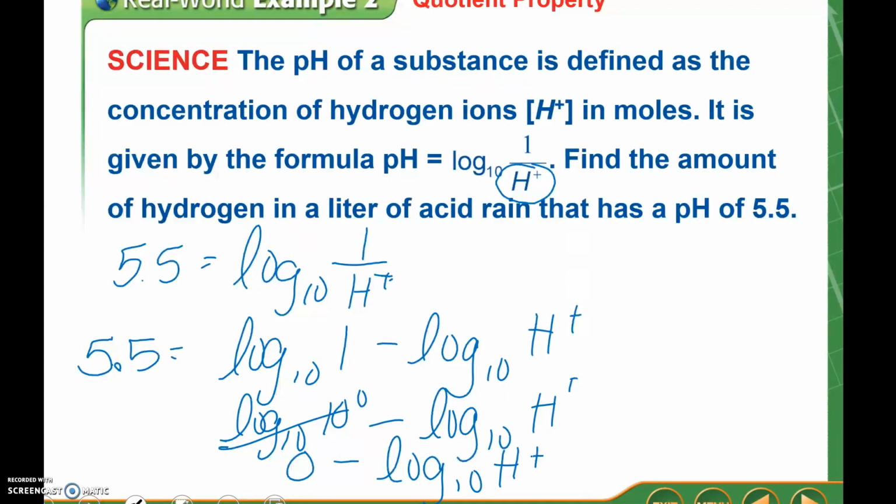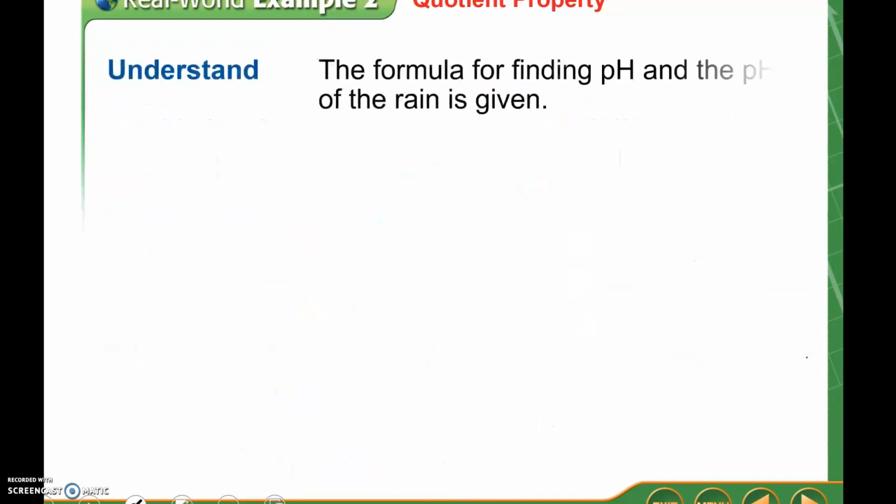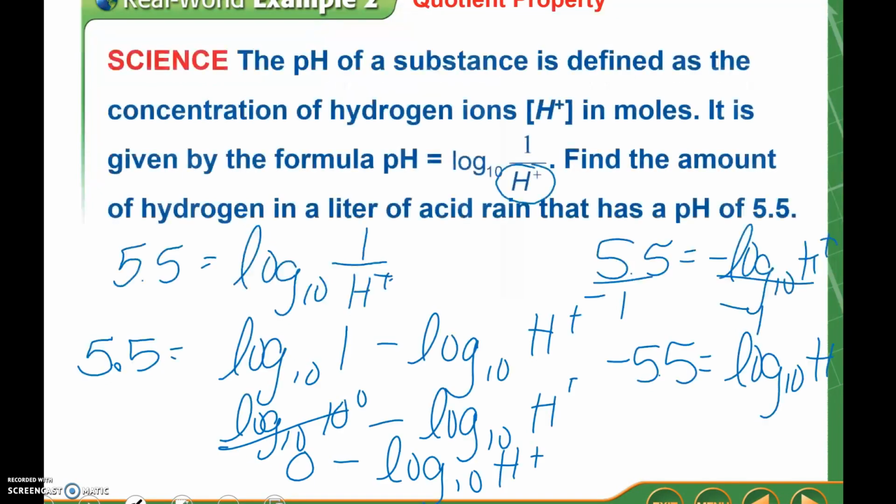If I divide by that negative 1, I get negative 5.5. So we learned yesterday that I can solve for this. I'm going to write this in exponential form. So 10 to the negative 5.5 equals hydrogen ions.